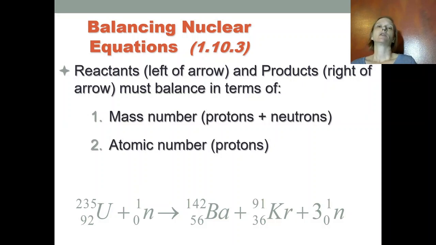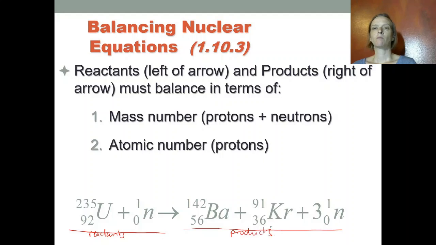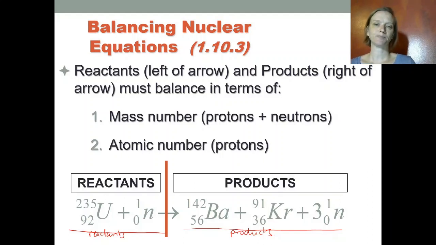So how do we balance a nuclear equation? The reactants are what you find to the left of the arrow. Here are the reactants. And the products, which are to the right of the arrow, they must balance in terms of their masses and in terms of their atomic numbers. So there are two things we need to balance as we are handling these nuclear equations. Reactants to the left of the arrow, products to the right of the arrow. The arrow is your big dividing line.